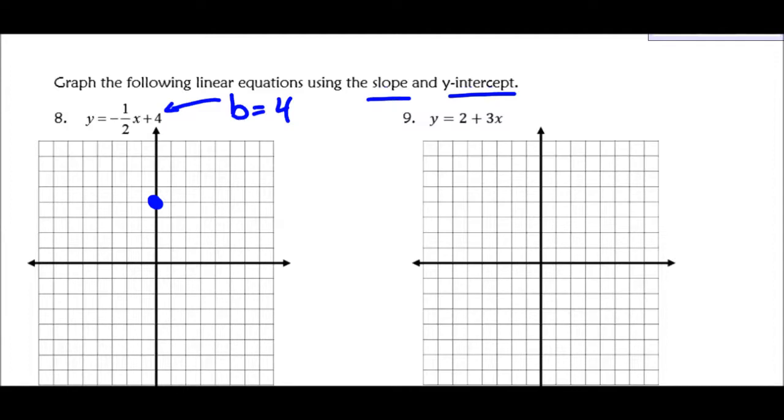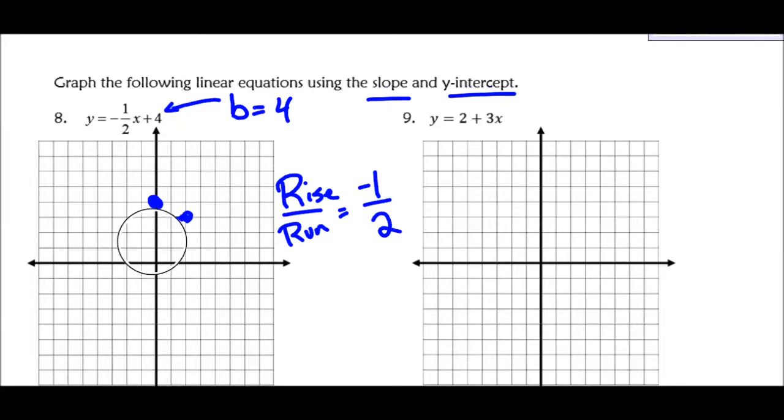And then I see I have a negative 1/2 as my slope. That means my rise over run is negative 1/2. That's telling you instructions on where to go next. It's saying go down 1 and over 2. Down 1, over 2. That's the next point.